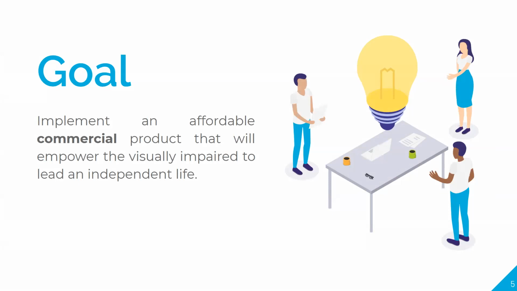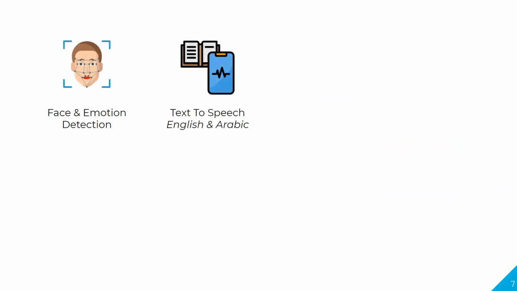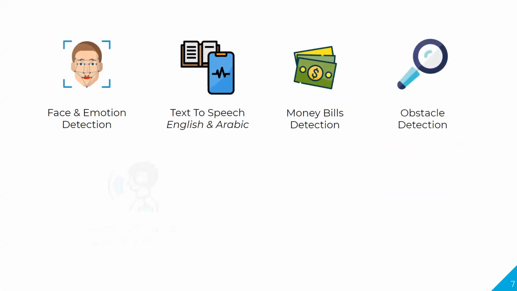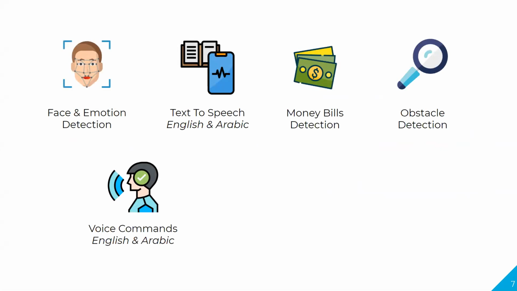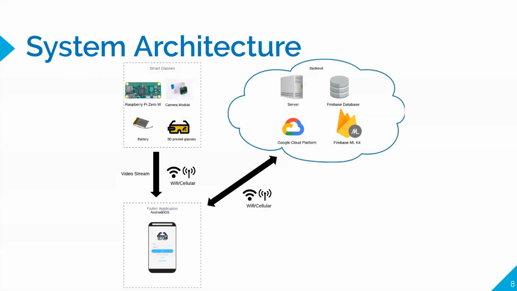As for the features that the product supports, first is face detection, then text-to-speech that supports both English and Arabic languages, money bill detection, obstacle detection, and voice commands that also support both English and Arabic, including the Egyptian slang. It also recognizes hand gestures, and it has a chatbot that can communicate in both English and Arabic. Now I will leave you with Hatem to tell you more about our system architecture.